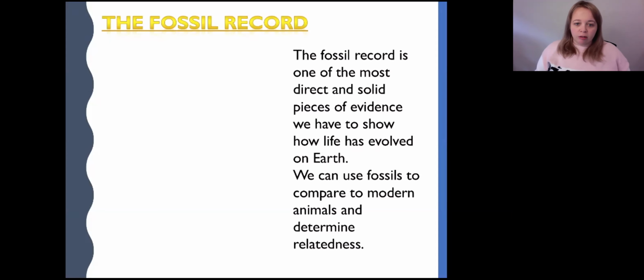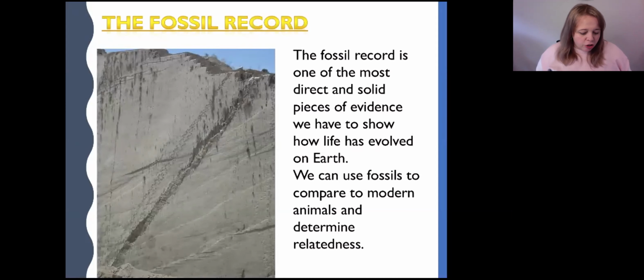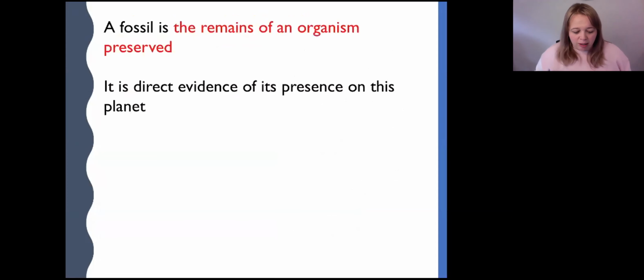So the fossil record is one centralized thing for the whole world, and it's our most direct and solid piece of evidence that shows us exactly, well, as much as we can know at the moment, how life has evolved on Earth. So what we do is we use fossils and we compare them to modern day animals, and we can determine their relatedness. Okay, so here's a giant mountain, and you can actually see that they've taken almost like a little transect throughout the whole thing.